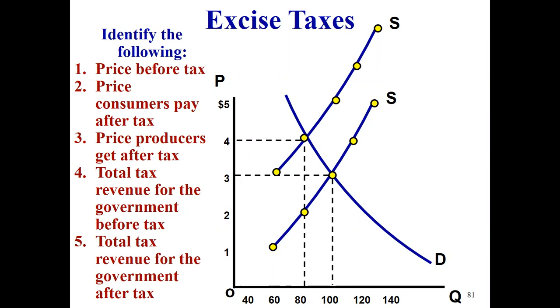Aiden, price before tax. $3, right? The equilibrium. All right. Aiden, you're the first person who didn't ask me which equilibrium is before tax. So I appreciate it. Supply shifts left for $3. Patrick, price consumers pay after tax. $4, right? So they pay 3, 4. All right. Price producers get after tax.